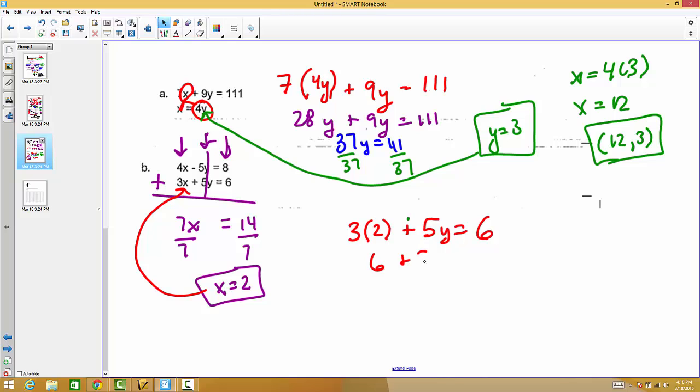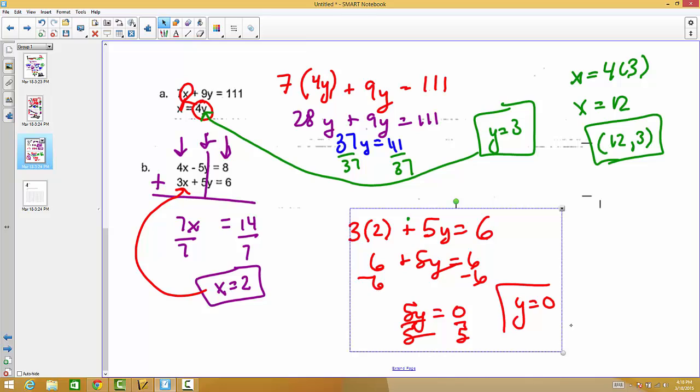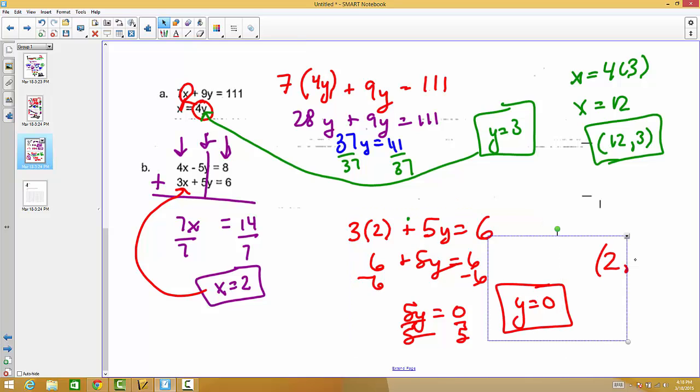So 6 plus 5y equals 6, and then you are going to subtract 6. So 5y is 0, and then you are going to divide by 5 to get the numbers together. So y equals 0. 0 divided by anything is 0. So your ordered pair solution is (2, 0).